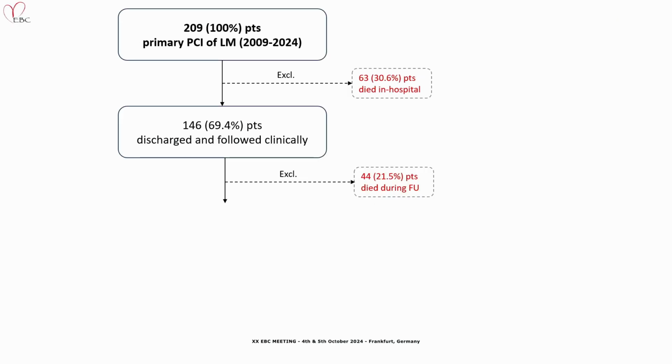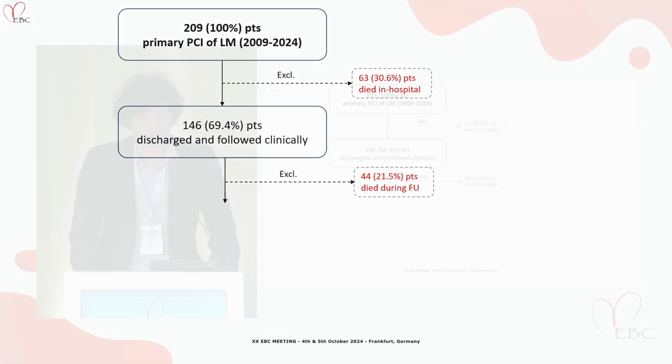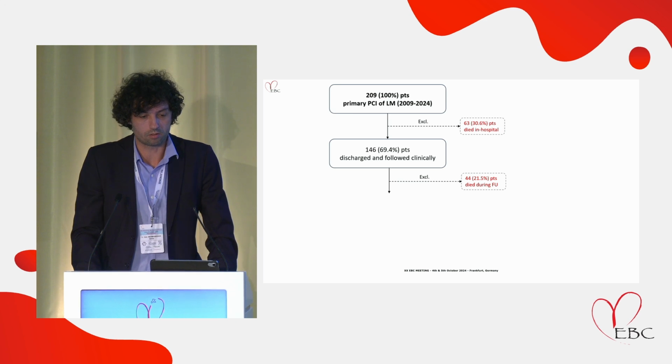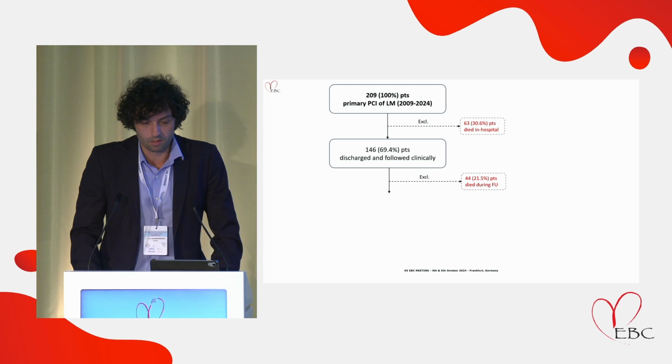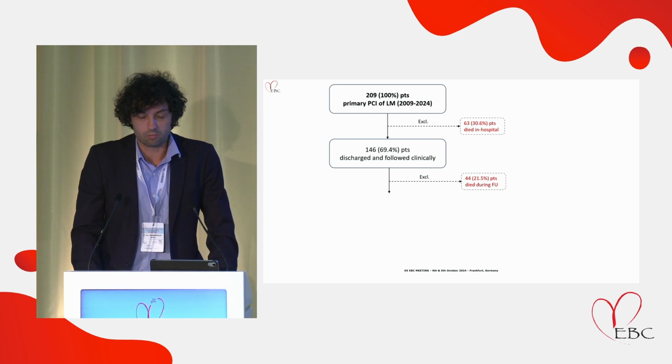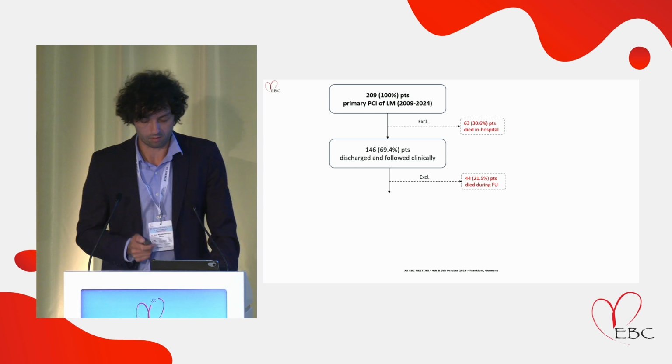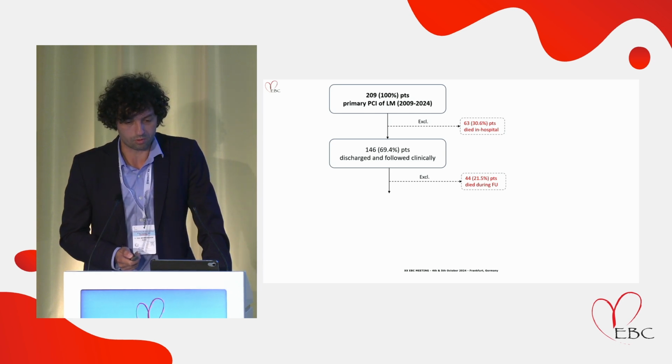And we started with our population in our center. In 15 years, we had 209 patients undergoing primary PCI left main. Out of them, 30 died in hospital. So 21% died during the follow-up. So we ended up with 50% of the patients being alive and being our cohort to screen.